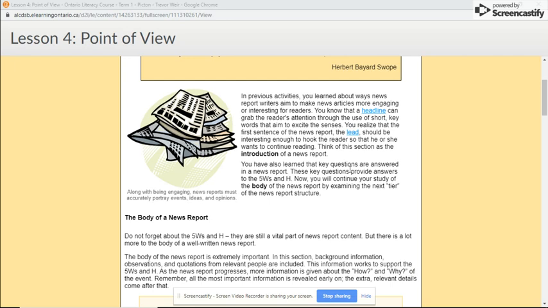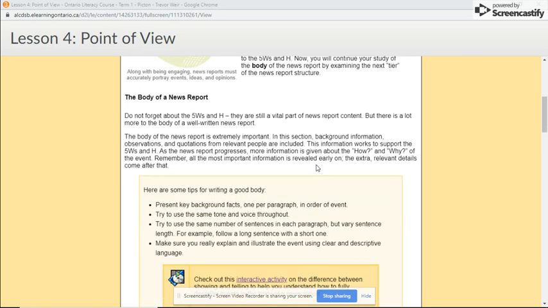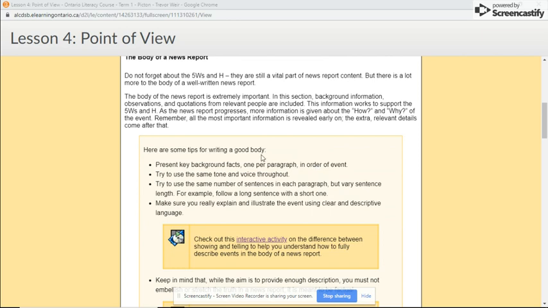So we talked a little bit yesterday about the 5 W's and the H. So who, what, where, how, why, when. You're still going to have to do this. We talked a little bit about some tips for writing a good body paragraph. Please go through and read the lesson.